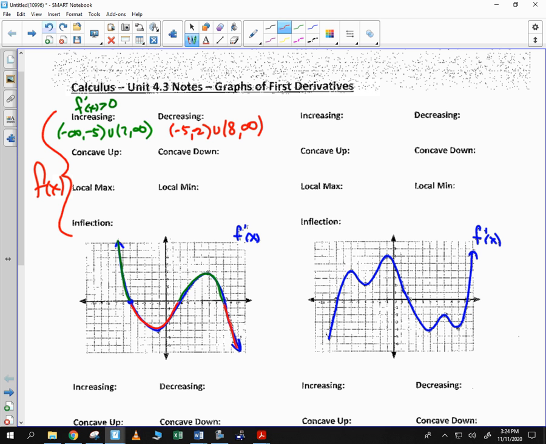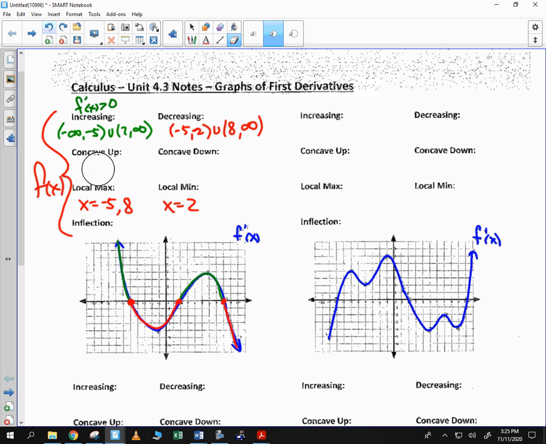We can also determine local max. Local max is where f prime changes from positive to negative, and that happens at -5 and also at 8. The local min is wherever it changes from negative to positive, which is going to be at 2. And we can't come up with the y value. We know the x values, but we can't come up with the coordinate because we don't have the original function to plug it into.